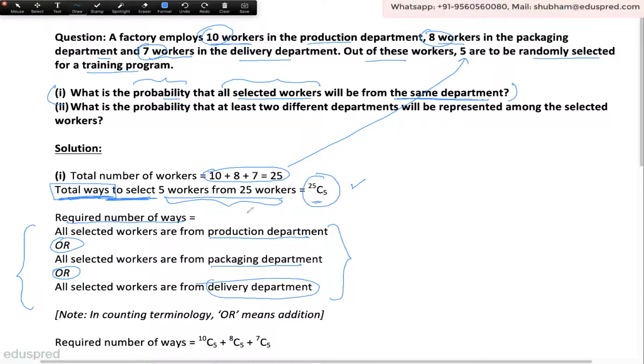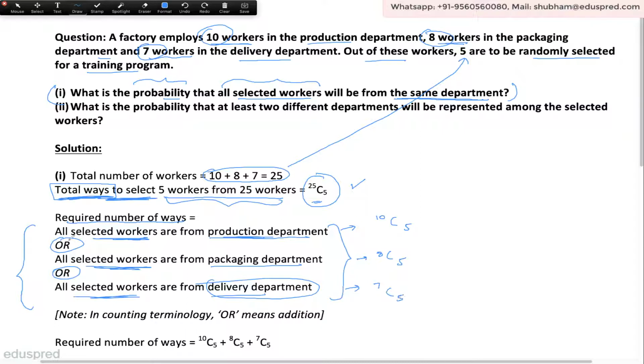Now, what are the number of ways to select 5 workers from the production department? Well, in the production department, we have 10 workers and the order doesn't matter. So if you have to select all the workers from the production department, it's going to be 10C5. If you have to select all the workers from the packaging department, it's going to be 8C5 because there are 8 workers in the packaging department. And if you have to select all the workers from the delivery department, then the number of ways are 7C5.